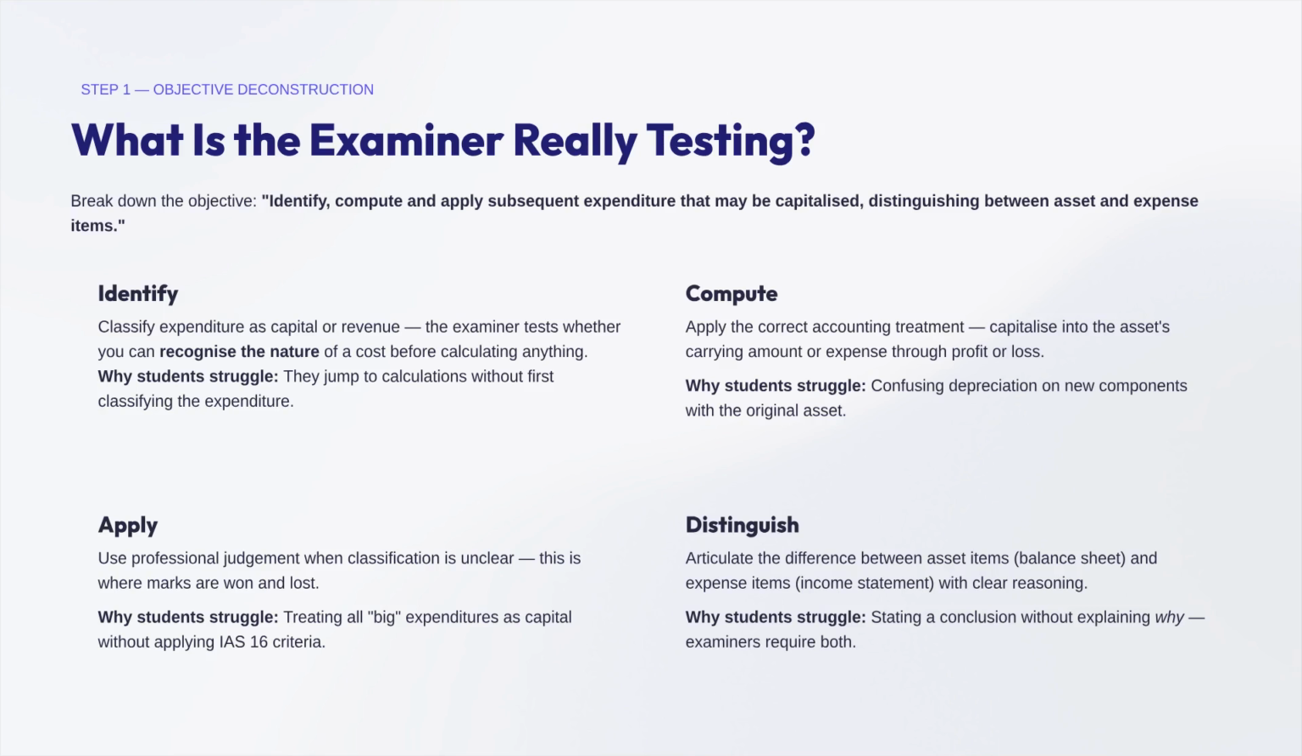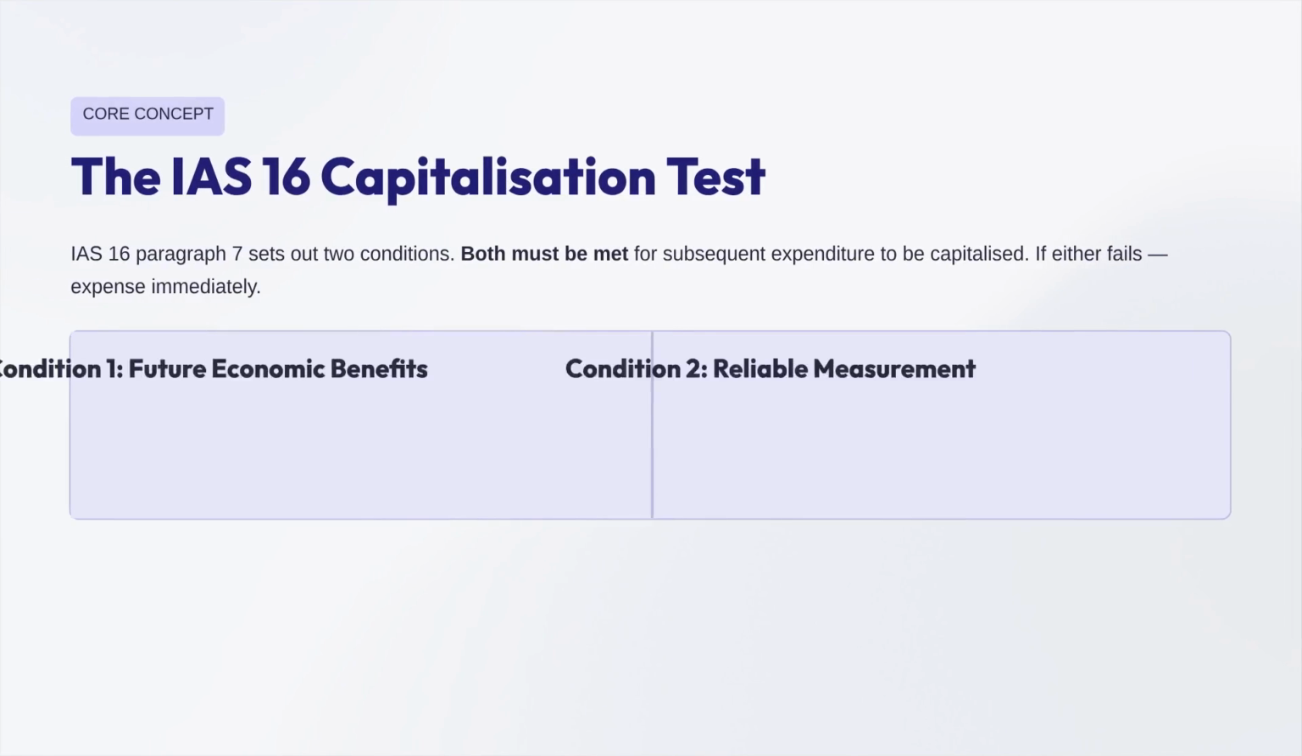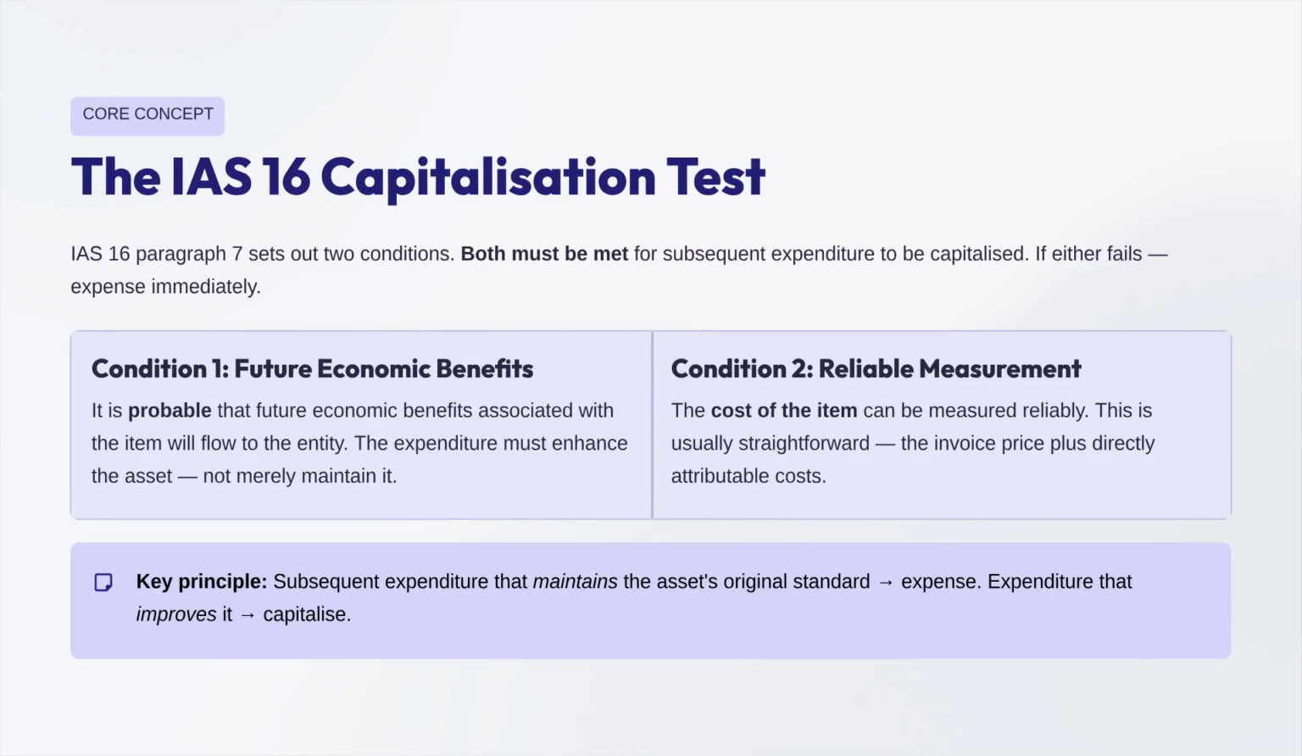So with those 4 skills in mind, let's look at the actual rule that drives all of them, the IAS 16 Capitalization Test. This is the core concept the entire topic rests on. IAS 16, paragraph 7, sets out 2 conditions. And here's the crucial part. Both must be met for subsequent expenditure to be capitalized. If either one fails, you expense it immediately.